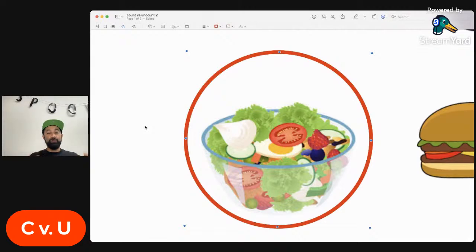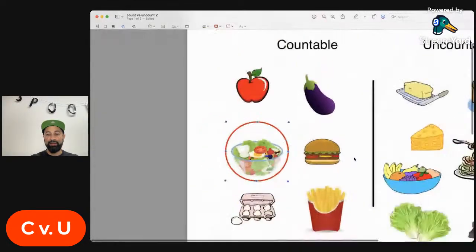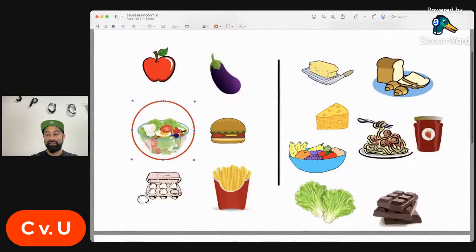It's a unit. It's one meal. The meal is called a salad. Right? So a salad is countable. Each thing inside might be different, but the salad itself is countable. So let's make this smaller again, and let's look at the uncountable side.